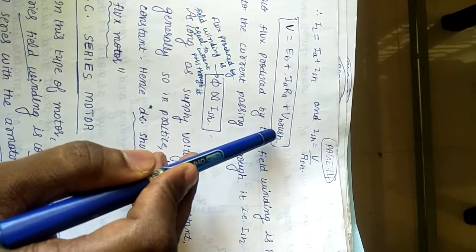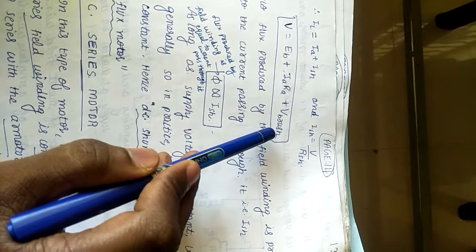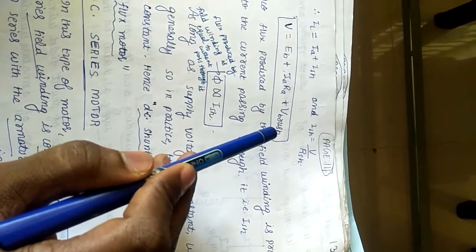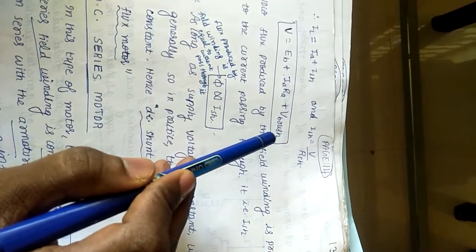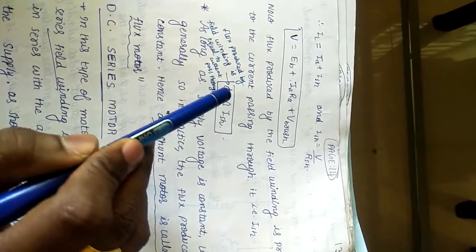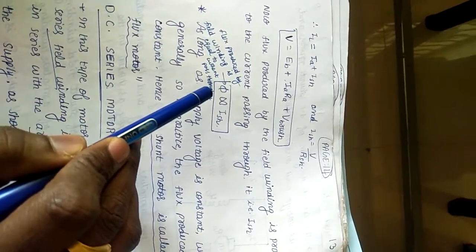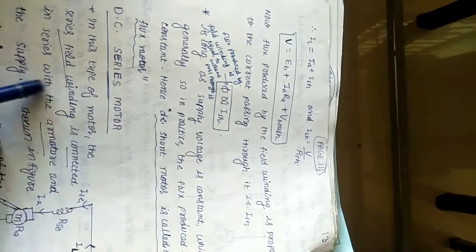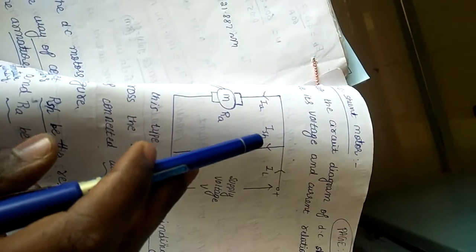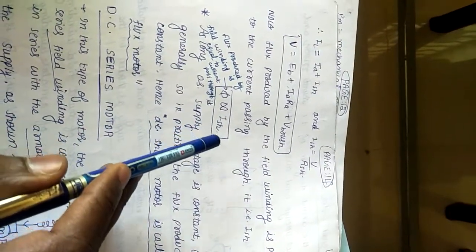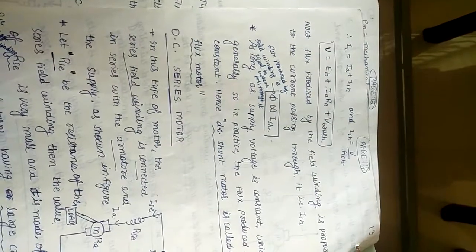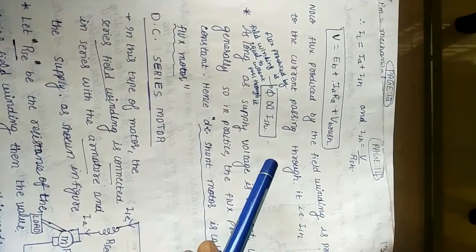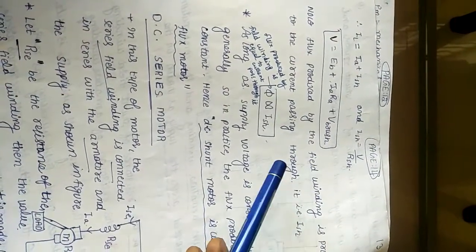As I told you earlier, the voltage drop across the brush will be ignored because the voltage drop across the brush will be in the range of 1 volt to 2 volts. The flux produced across a field winding is directly proportional to the current passing through it. So the current passing through the field winding is ISH from this diagram. Therefore the flux phi is directly proportional to ISH. So these equations you have to keep in your mind to solve the problems on DC shunt motor.